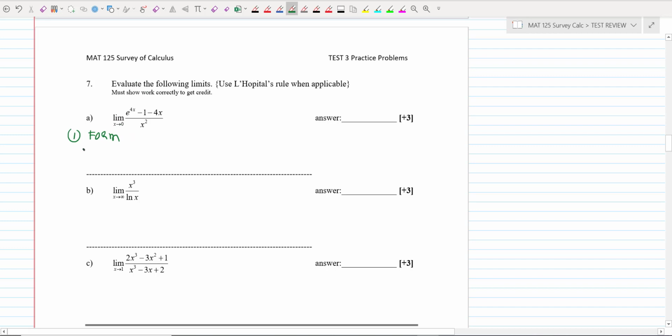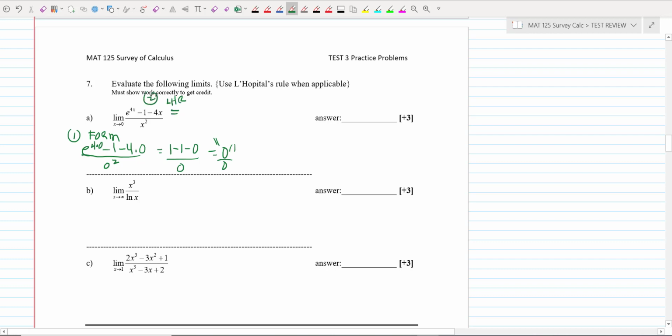This is a limit as x goes to 0. So you'd have e to the 4 times 0 minus 1 minus 4 times 0, all over 0 squared. If you work that out, that's e to the 0, so that's 1 minus 1 minus 0 over 0. So that is a 0 over 0 form. You always want to make sure that it's either 0 over 0 or infinity over infinity. So since it is 0 over 0, we can go ahead and do L'Hopital's rule.